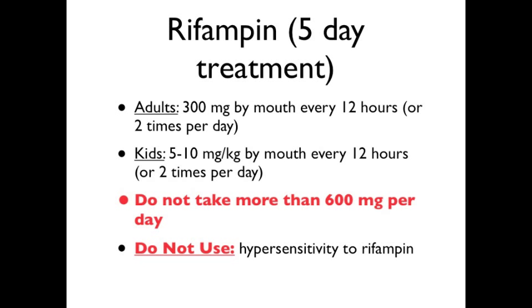Rifampin is a 5-day treatment, 300 milligrams by mouth twice a day for adults, or 5 to 10 milligrams per kilogram every 12 hours for kids. Your maximum dose per day is 600 milligrams, so don't take more than that. And again, if you've got hypersensitivity to rifampin, don't use it, and check drug-drug interactions. That's always a good idea before you take a new medicine.